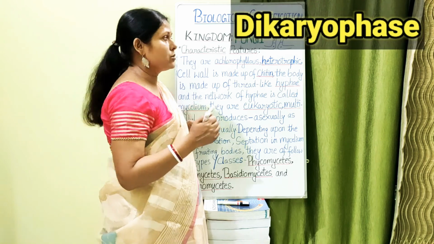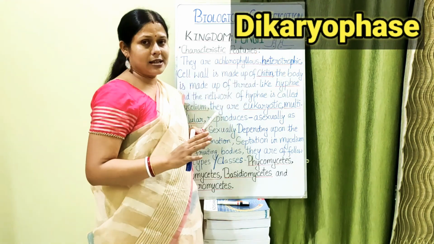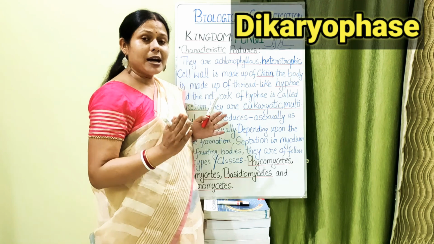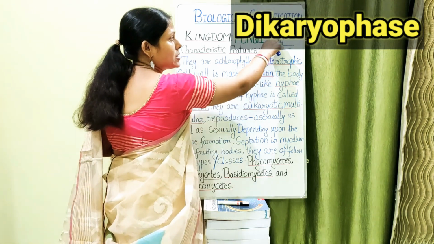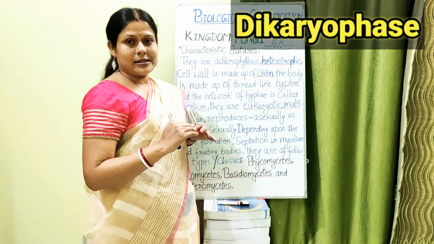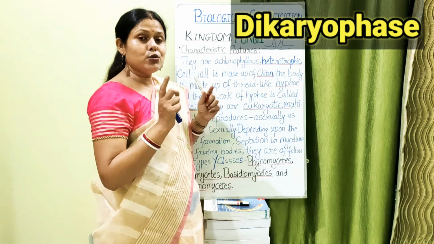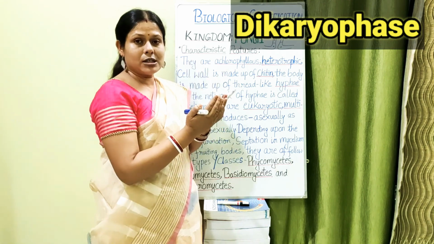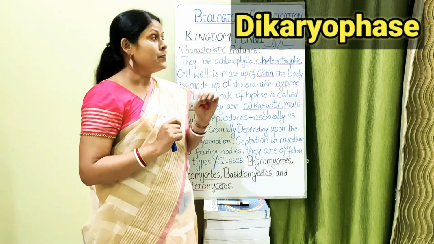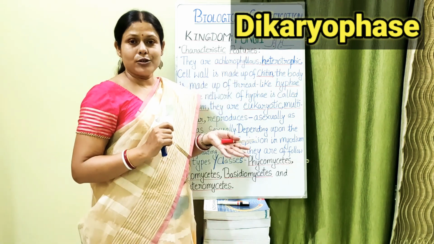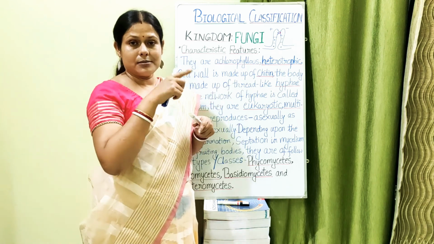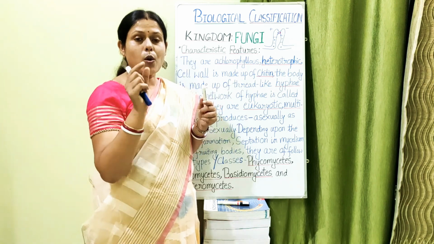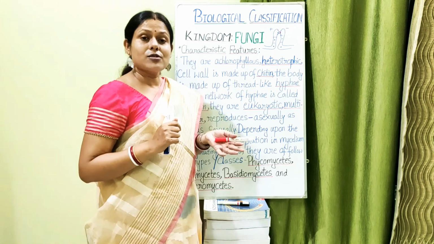Normally we know that two nuclei fuse in sexual reproduction, but prior to the fusion of the two nuclei, there is a phase in which the two opposite nuclei lie side by side. This phase, where the two nuclei are lying close to each other but are not fusing, is known as the dikaryophase or dikaryon. It is the portion which contains the two opposite nuclei.